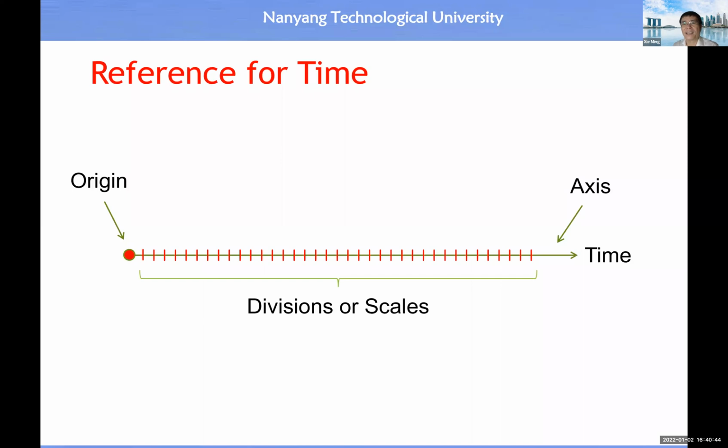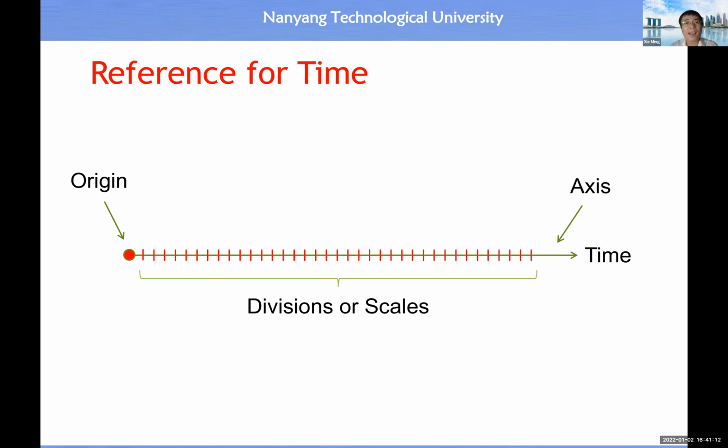Here is an example of a reference for time. Because time is a scalar, it is a one-dimensional value, so we just need a single reference. It should be good enough. We have an origin, we have a direction. Time is always increasing, okay? And also the division or scale in terms of a second, minute, hour, day, week, etc.